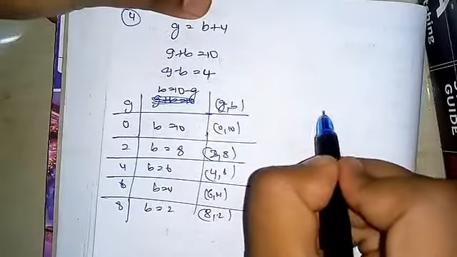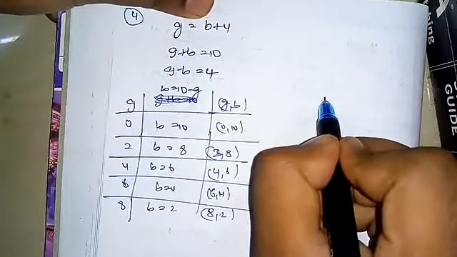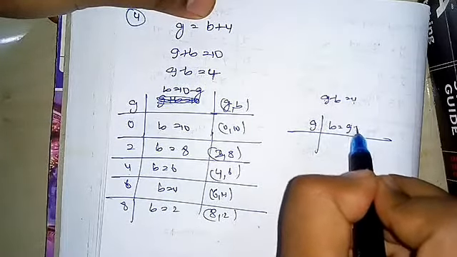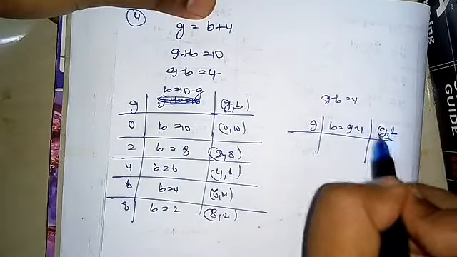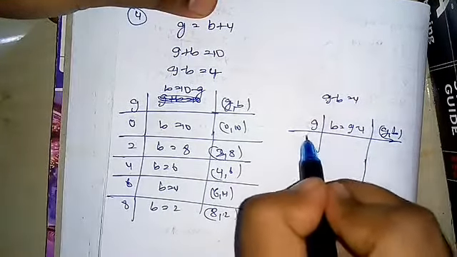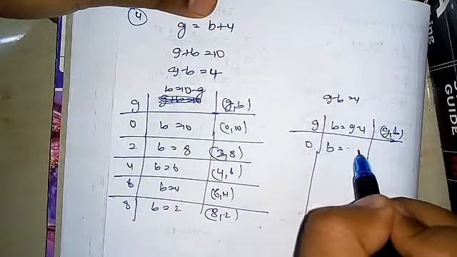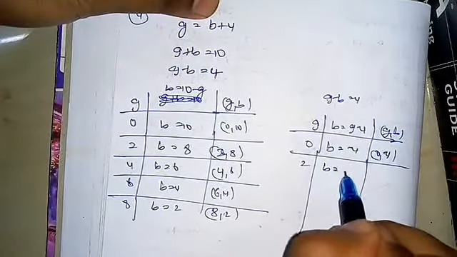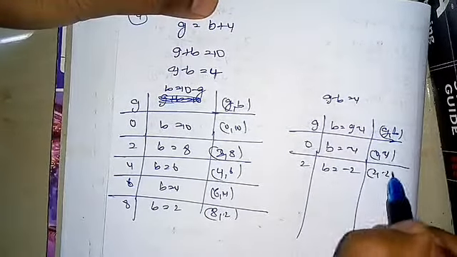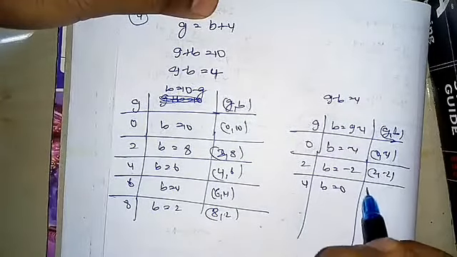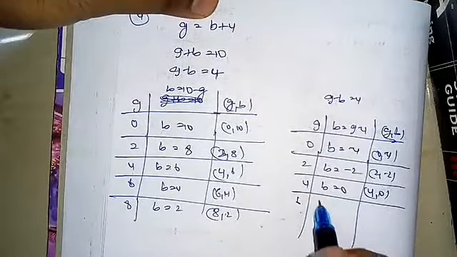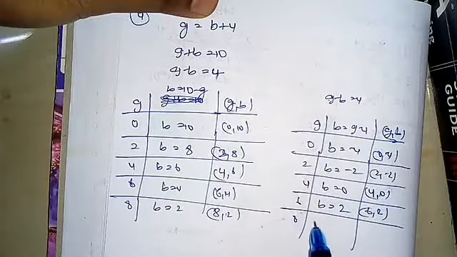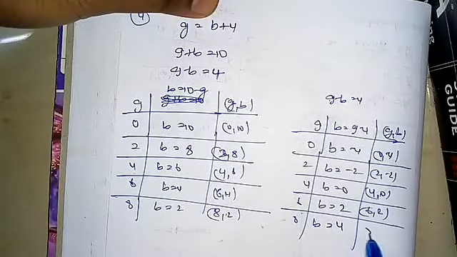Now let's find out for the next equation. G minus B is equal to 4, so B is equal to G minus 4, G comma B. For G equal to 0, B will be minus 4, 0 comma minus 4. For 2, B will be 2 minus 4 is minus 2, 2 comma minus 2. For 4, B will be 0, 4 comma 0. For 6, B will be 6 minus 4 is 2, so 6 comma 2. For 8, B will be 8 minus 4 is 4, so 8 comma 4.